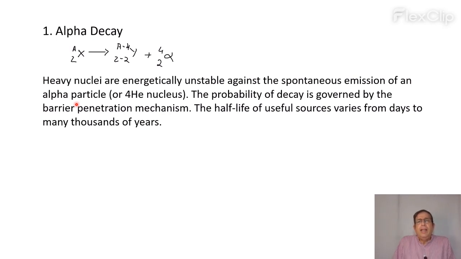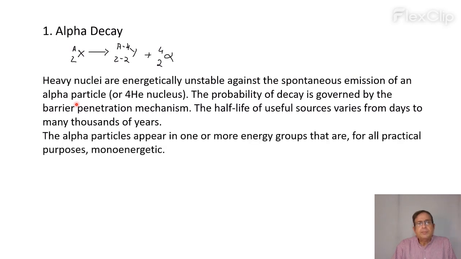So basically an alpha particle comes out of the barrier through a process which is known as tunneling, which is a barrier penetration mechanism. So alpha particle does not have sufficient energy to cross the barrier, but it can tunnel through the barrier through the quantum mechanical tunneling process, about which we will discuss briefly in the later units. The alpha particle energy appears in either monoenergetic form, in one energy or group of energies, and all those groups are practically monoenergetic.